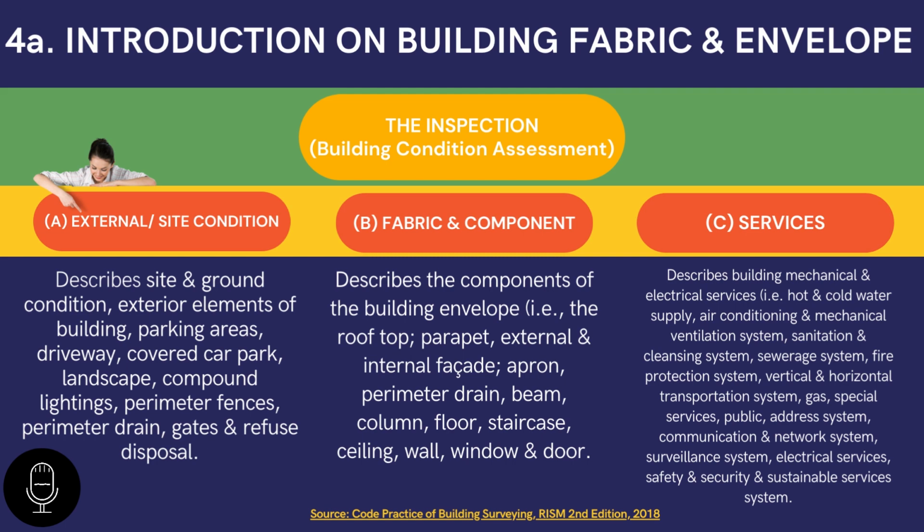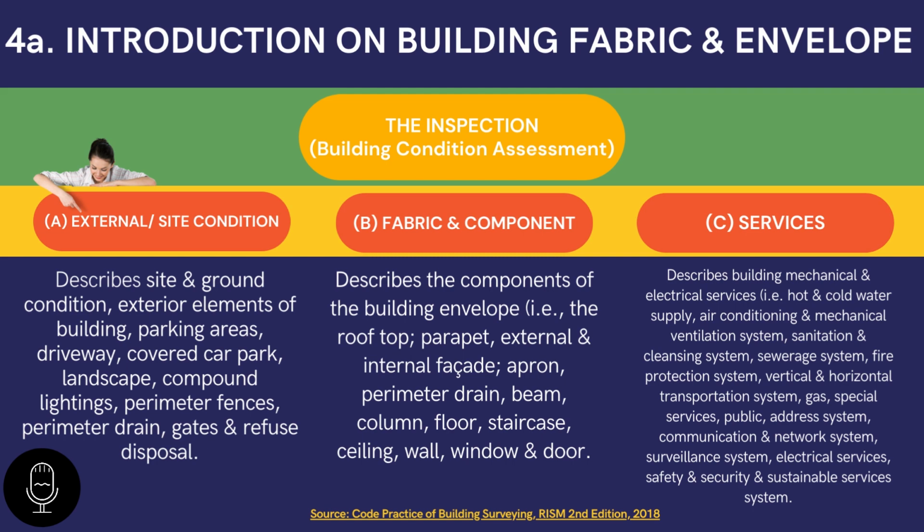Under external and site condition, it describes site and ground condition, exterior elements of the building, parking areas, driveway, covered car park, and others. While the fabric and component category describes the components of the building envelope itself, which includes the rooftop, parapet wall, external and internal facade, apron, perimeter drain, beam, column, floor, staircase, and others.